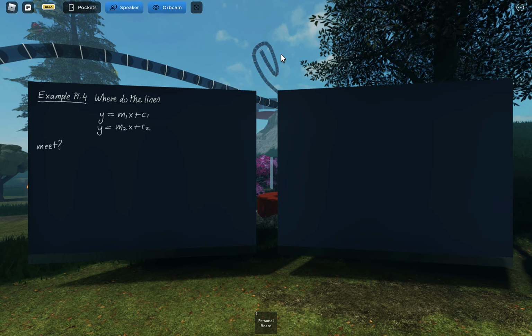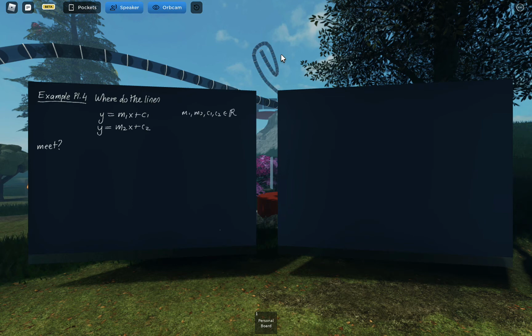Well, maybe they don't meet. I mean, if they're parallel, they won't meet. So if m1 is equal to m2, this question doesn't have an answer. But we'll come to that. This is not all lines, right? Because vertical lines can't be represented this way.